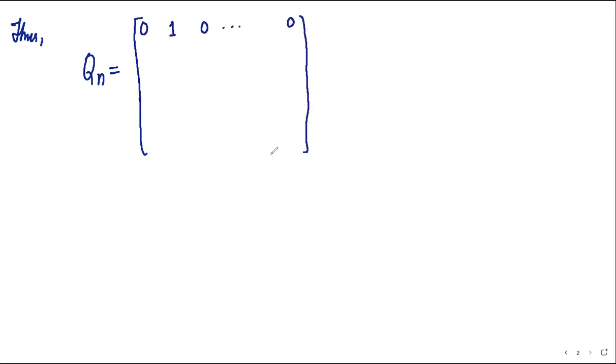Thus we can write this Qn. Qn is an n cross n matrix. Since a1 is not fixed, we have the entry 0 here. Under sigma, a1 goes to a2, so the entry 1,2 will be equal to 1. a1 does not go to a3, so here we will have 0, and throughout, all the remaining elements in this row are equal to 0.